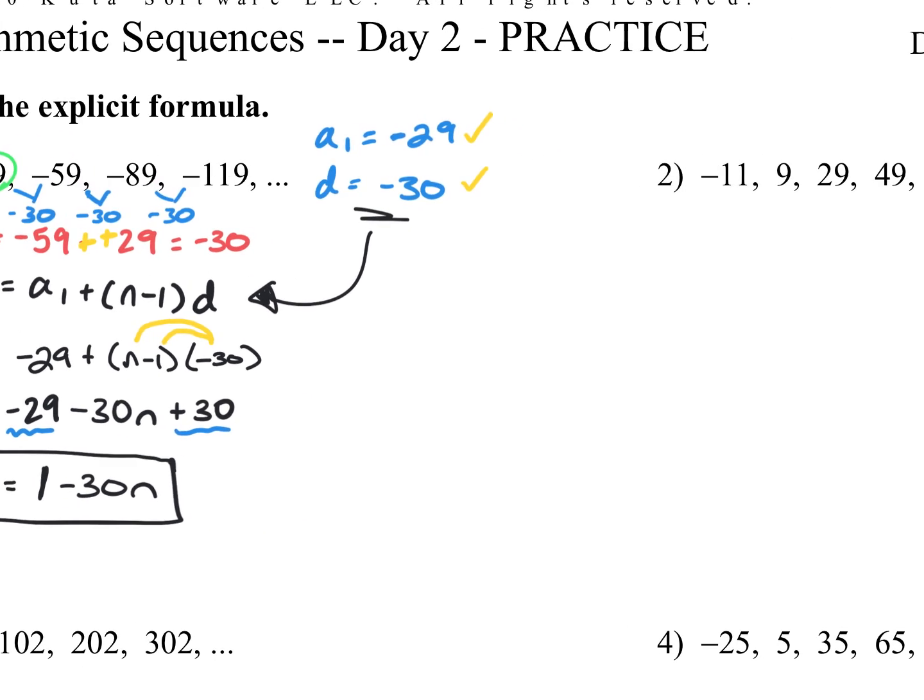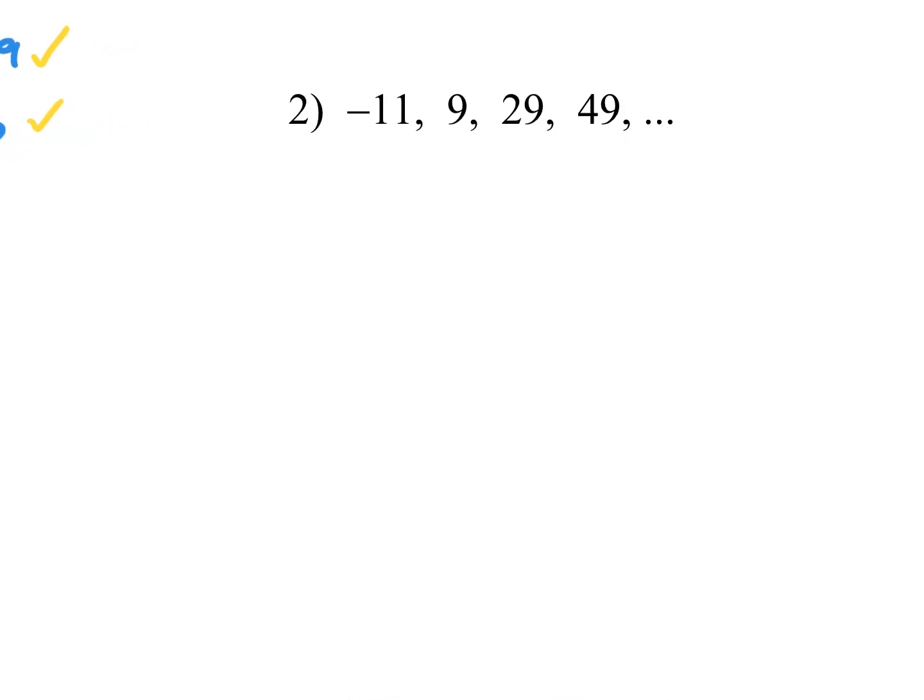All right, let's go over here and look at number 2. Number 2 is another one that gives us a sequence: negative 11, 9, 29, 49. Now, I'm going to show you a couple other tricks you can do to figure this out. First things first, I know I need my a sub 1 and my common difference, which is my d value. What is a sub 1 here?